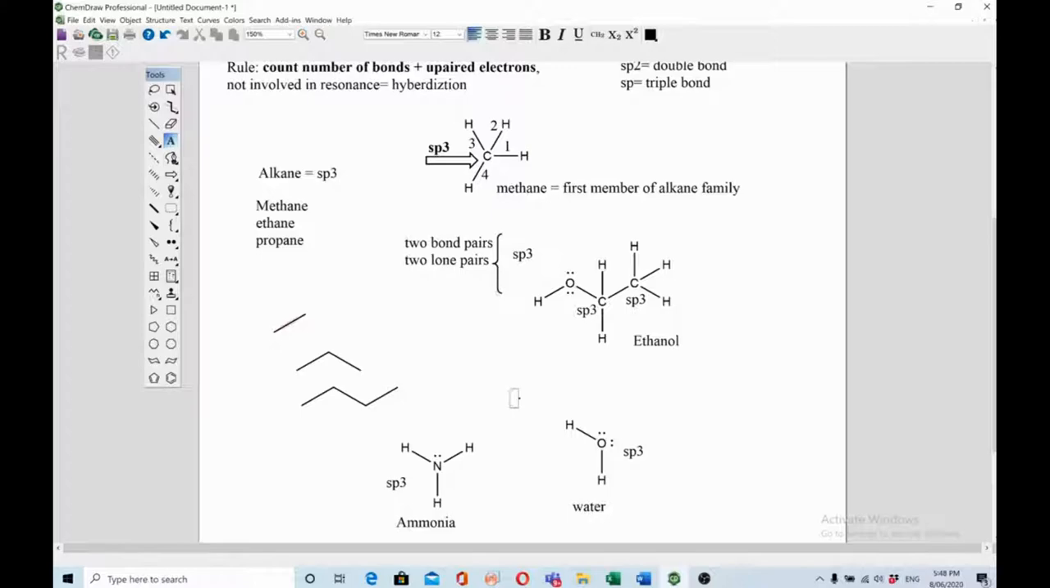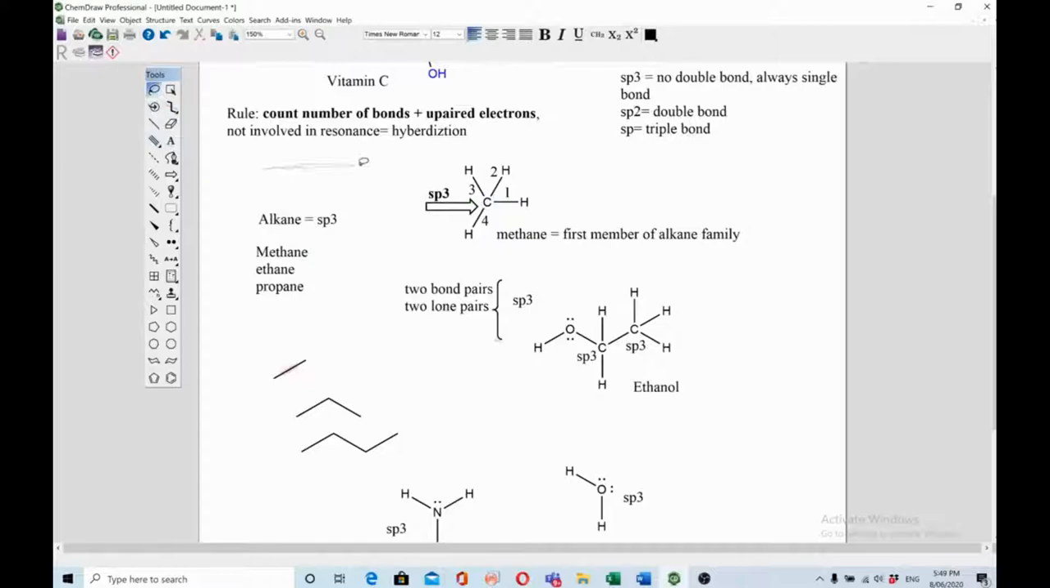So you can apply this concept to any complex molecule. You just count the number of bonds and unpaired electrons. It should be a pair. You can't say there are two electrons, so you can't say 1, 2, 3, and 5. Unpaired electrons here means it should be a pair, not a single electron. Okay, so I hope you got the concept of sp3 hybridization.